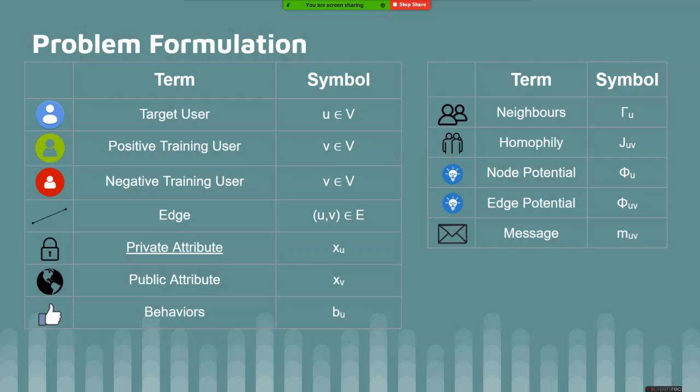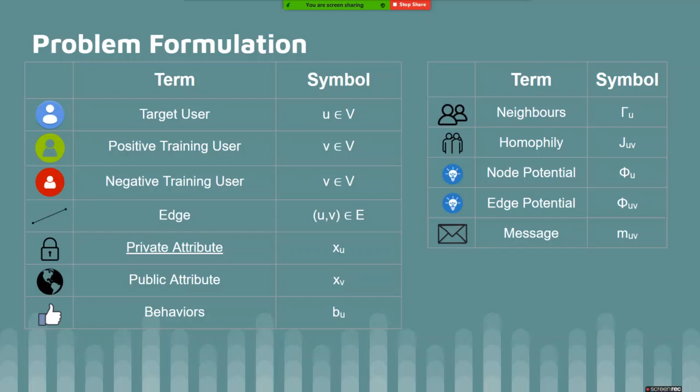Now moving to part two, where I said that I want to introduce some terms. So these actually are the terms. Some of them are quite intuitive and others might need some more formal definition. So a target user is the user that we are trying to infer an attribute for and to know more information about. And a positive training user and a negative training user: a positive training user is somebody who has this attribute.